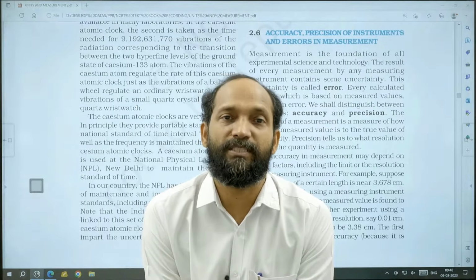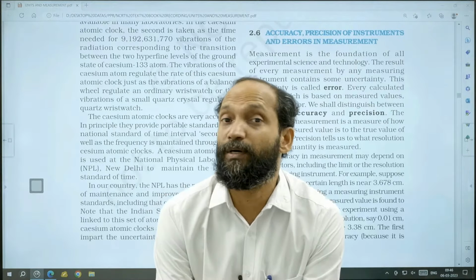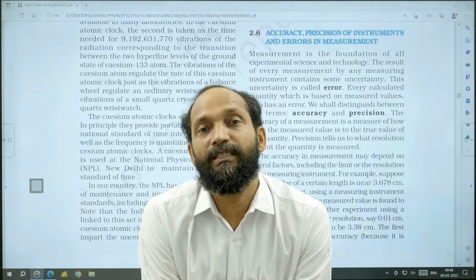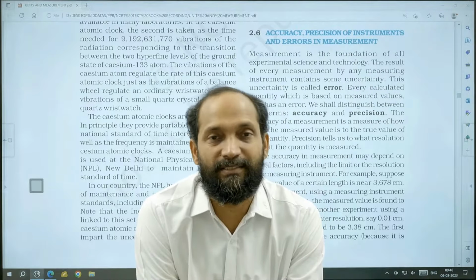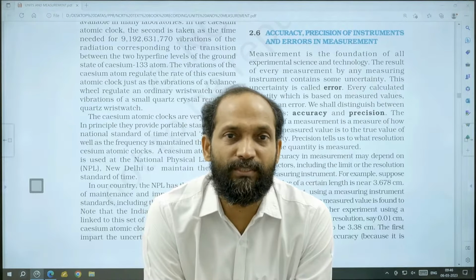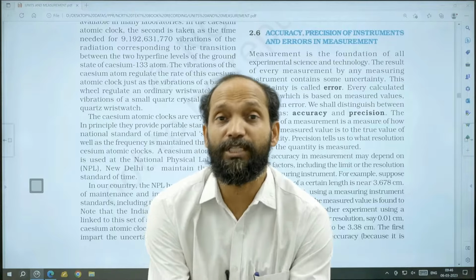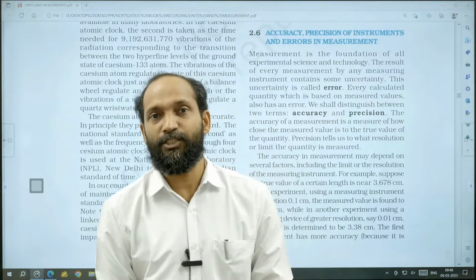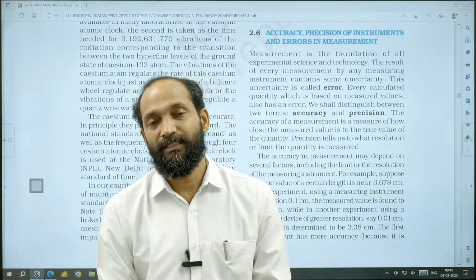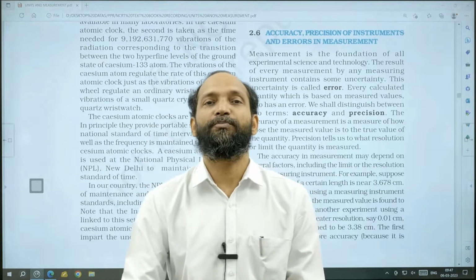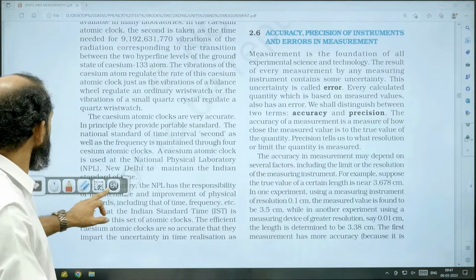Then what is precision? Precision does not refer to the closeness of the result with the true value, but to the precision with which that measurement is being taken. It is preciseness, resolution: with what resolution the measurement has been taken. That is precision. But accuracy tells something else. The degree of closeness of the observed value with the true value is called accuracy. That's the difference between accuracy and precision.